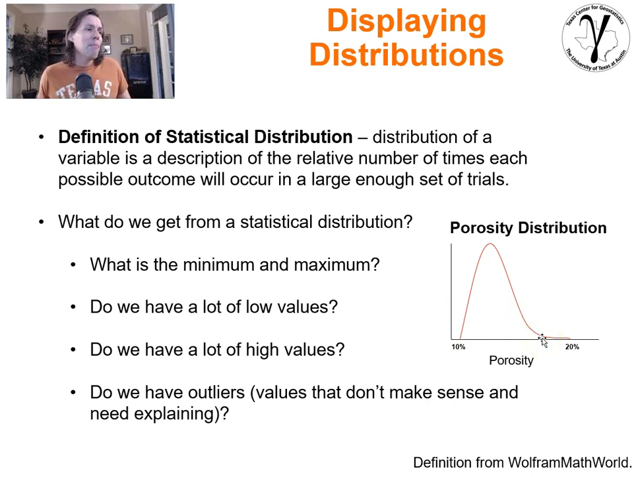So there are not that many values that are high. We get up to about 20% porosity, but you can see there's not very many of them. And this is pretty powerful.